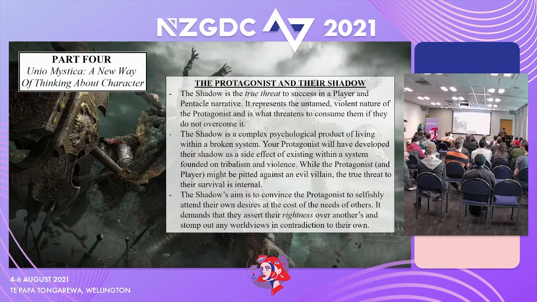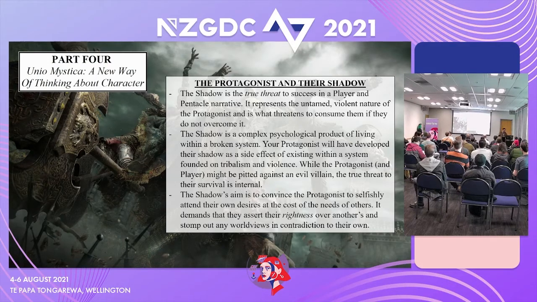Okay, moving on to the protagonist and their shadow. So the shadow is the true threat to success in a player and Pentacle narrative. It represents the untamed, violent nature of the protagonist and is what threatens to consume them if they do not overcome it. The shadow is a complex psychological product of living within a broken system. Your protagonist will have developed their shadow as a side effect of existing within this system, which is typically founded on tribalism and violence. While the protagonist and the player might be pitted against an evil villain in your game, the true threat to their survival is internal.